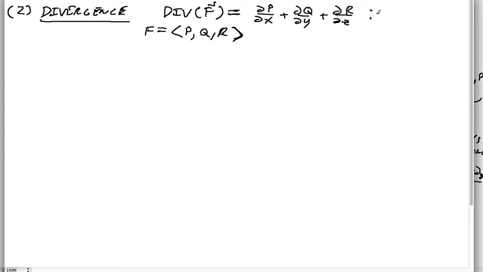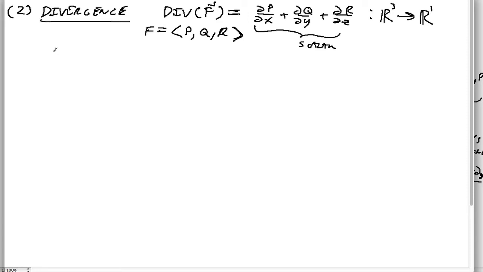Now note also that this is a function whose inputs are from R3, but the output is not a vector like the curl. The output is a real valued function, just a single value. So this is a scalar. Again, this will measure the amount of expansion of the vector field, and that's what we said. So how do we get some idea of what this is?